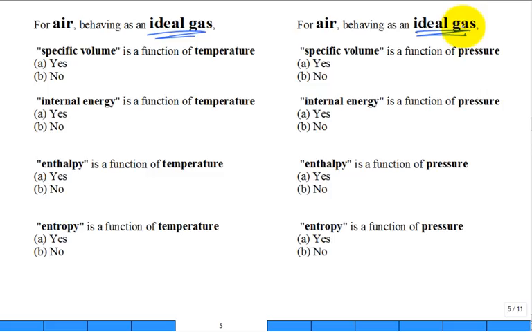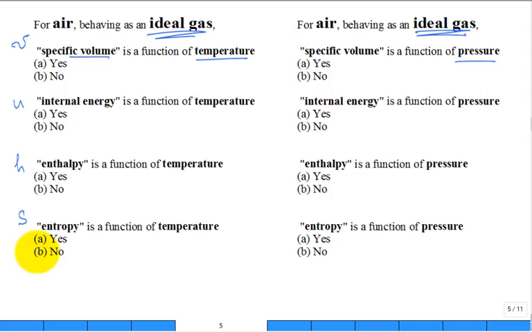But what about the specific volume? Is it a function of temperature? Is it a function of pressure? How would you answer looking at this property, this old familiar property? How about this old familiar property of U? How about the old familiar property of H? And the new unfamiliar property S? That's the hard part. That's the emphasis for this whole slide here.